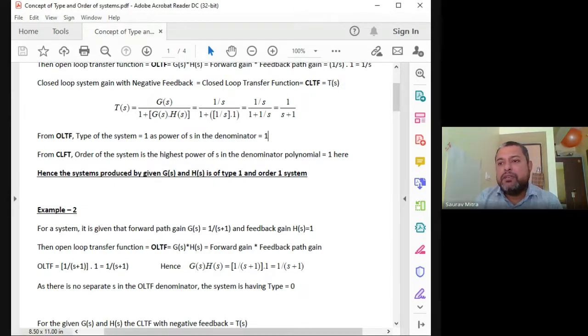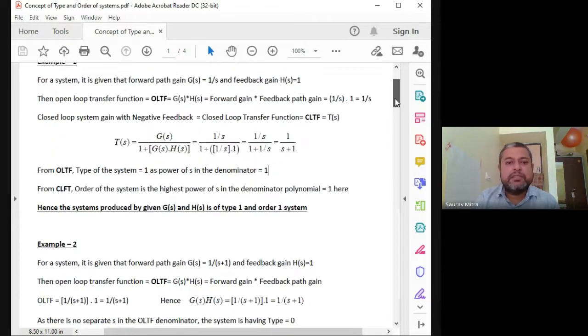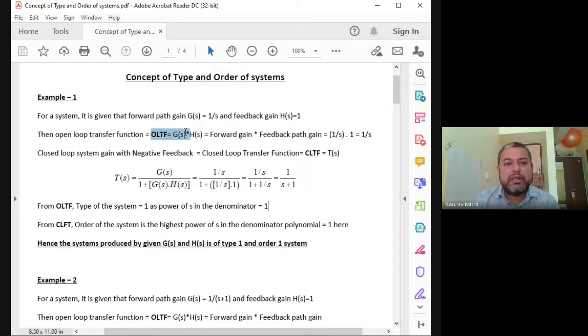First we found the open loop transfer function. This concept is very important. Understand it, because in the fourth module we will require this. What is meant by open loop transfer function? It is G(S) into H(S). And what is the closed loop transfer function? We denote it by T(S). So T(S) is equal to G(S) by 1 plus G(S)H(S). This is 1 by S plus 1.